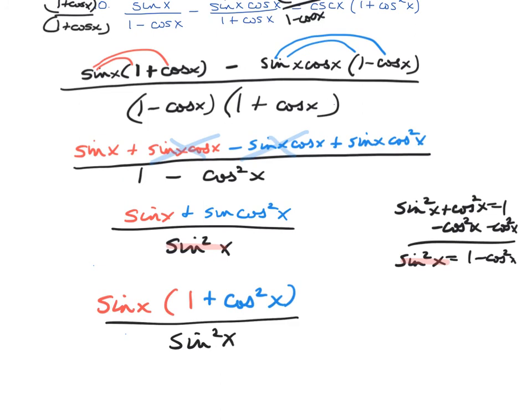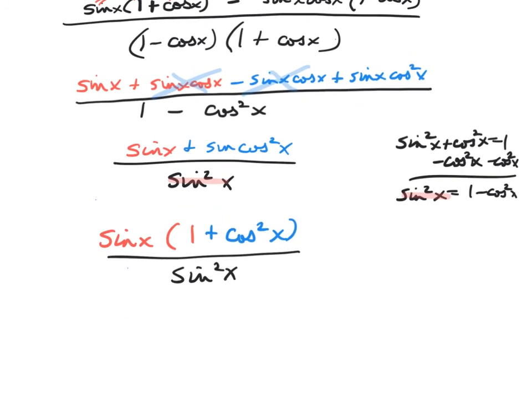Now notice the top, I can cancel with the bottom. So I can cancel sine x and sine x. And then I'm left with 1 plus cosine squared x. And only one of the sine x's in the denominator canceled. So I'm left with a sine x in the denominator.